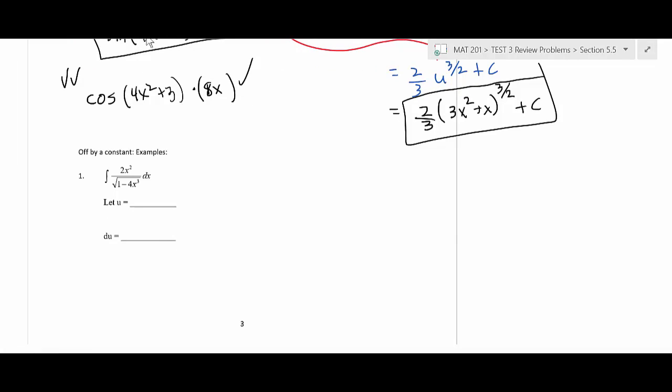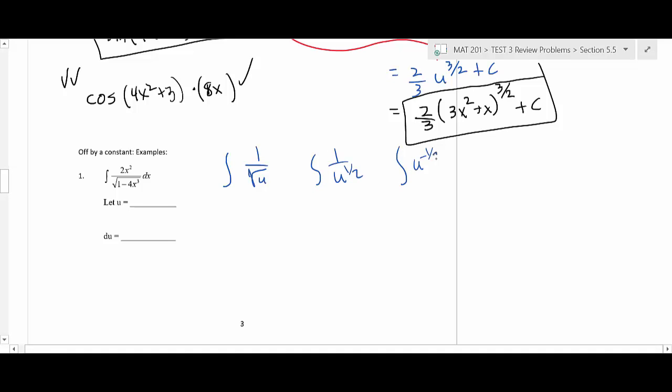One of the things you've got to look at on these problems is, what if we ended up with a square root of u? I see that I have a square root. What if you ended up with this? Could you handle that integral? Yeah, what would you do? You would just say integral of 1 over u to the 1/2, integral of u to the -1/2, and then you'd use the power rule.